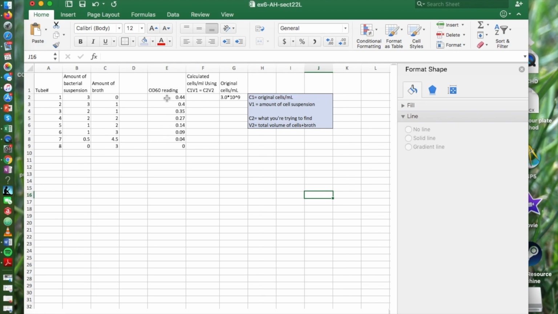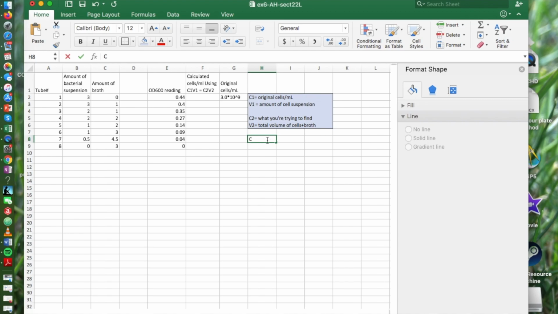And here are some sample OD600 readings. These aren't going to be the readings that you necessarily have. Let's fix that label there. It's OD600, not 60. But we're going to use this as an example about how to calculate the cell concentration of the dilutions that you made, and we're going to use this formula over here in the box.